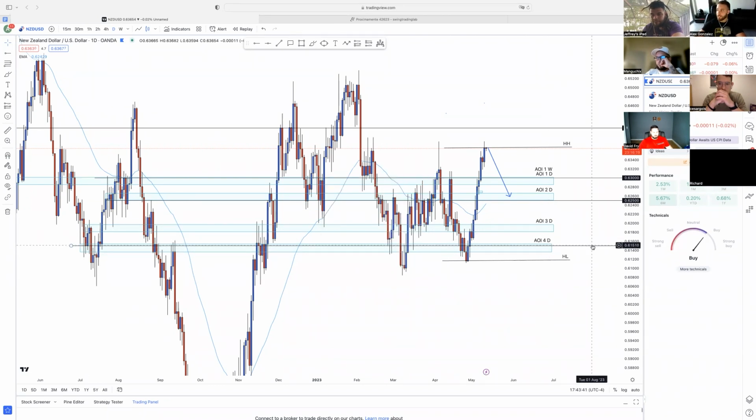And what a coincidence that your area of interest is right around a psychological level. You guys are seeing how everything starts gearing together and making more and more sense. These zones aren't a coincidence. This has a purpose. This has a reasoning behind it. So if you guys understand, type 1. If you guys don't, type 2.